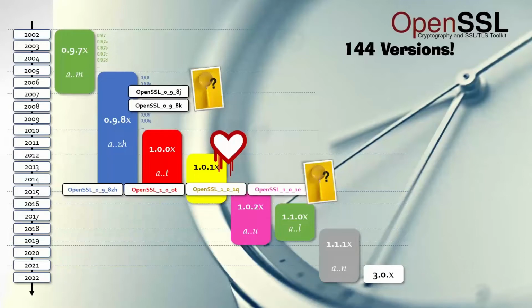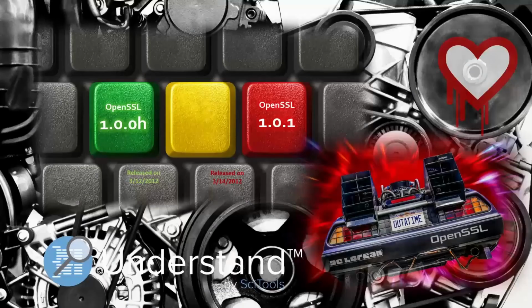More specifically, there was Heartbleed, and Heartbleed happened in the 2012-2013 timeframe, and it was from version 1.0.1 to 1.0.1G. What happened there? How was it created? What was the root of it? Simple question. Well, let's try to answer this.